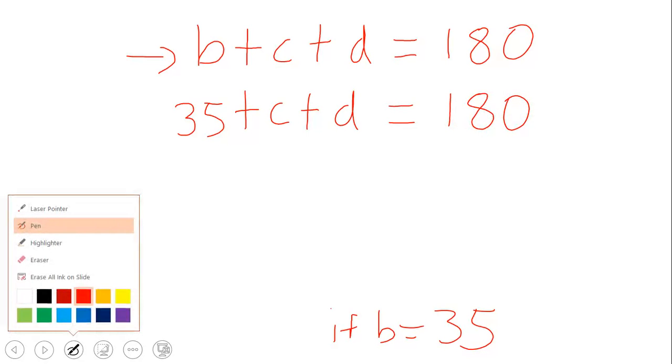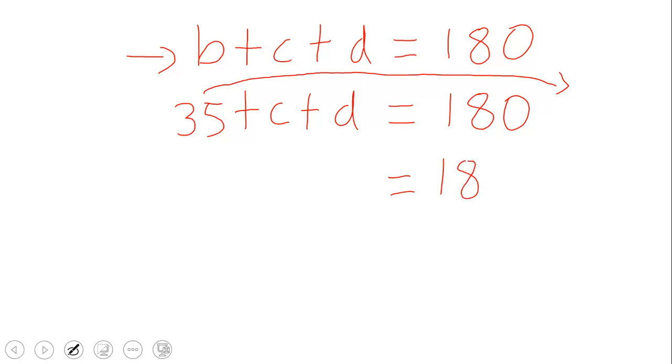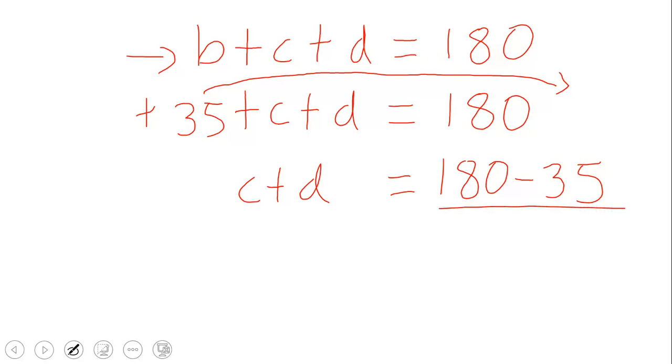What I'm going to do is send 35 over the equal sign. And do not forget to change the 35 from a positive to a negative. Notice that 35 is positive here, but when it goes over the equal sign, it will turn into a negative 35. So C plus D equals 180 minus 35. But what is 180 minus 35?